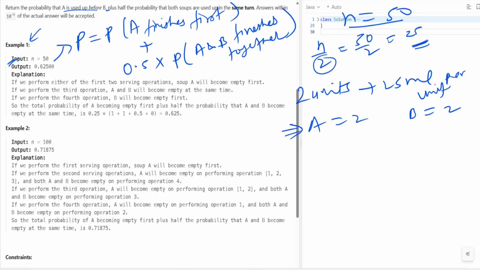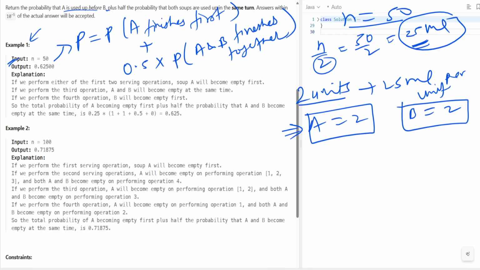So let's understand, for 2 units, A has 2 units and B has 2 units. So each soup has 2 units, and 2 units means 25 ml each. Are you understanding? 25 ml each. Now understand, we want to process with the 4 operations we have: 1, 2, 3 and 4.